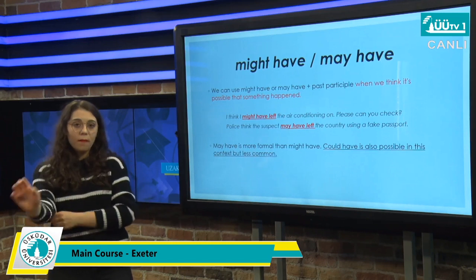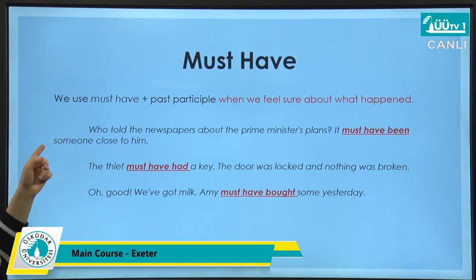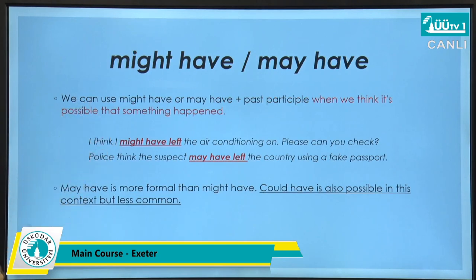Okay, so might have or may have. We can use this might have or may have with past participle again when we think that it's possible that something happened. 50-50 chance, not like here. In must have, you're 100% sure. But in might have or may have, you're 50%, 60% sure. For example, I think I might have left the air conditioning on. Please, can you check it? I'm not so sure.